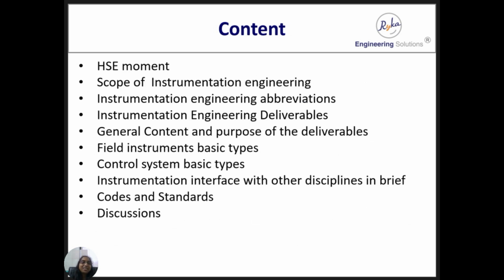This is the roadmap of the presentation. HSE moment. Why HSE moment? We ensure HSE, that is health, safety, and environment, in every project we do. As a good practice, we discuss one HSE moment in every formal meeting and formal presentation. Let us discuss one safety moment here quickly as a part of practice.